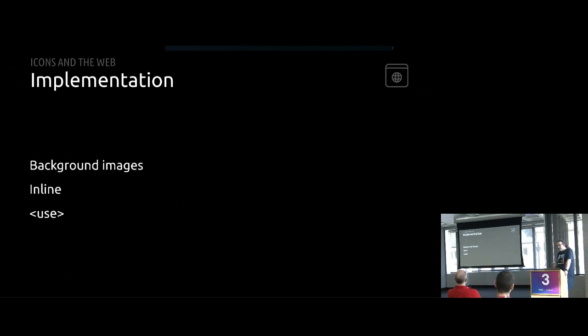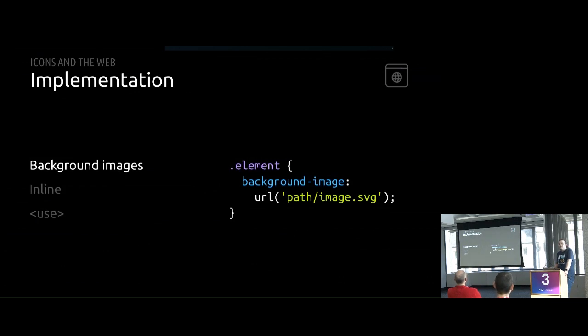So there are three main options here. The first is background images. If you've ever done anything with CSS, this should be pretty straightforward. You have a selector, you specify a background image, and you put an SVG there. You can do all kinds of manipulation here. You can change the size, you can change blending modes, you can change rotation, its position. It's a pretty powerful way of referencing SVG, much the same way you'd reference any other image.